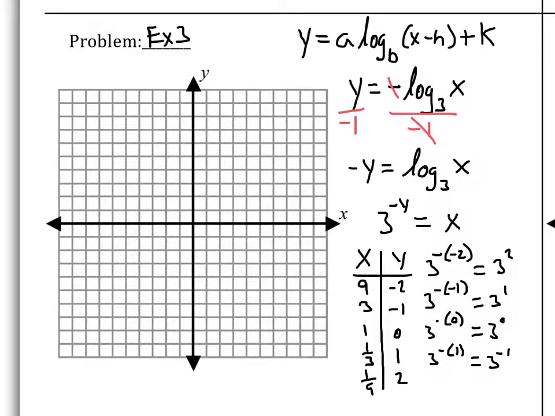Okay? And so now if I plot those points, 9 on the x, negative 2 on the y; 3 on the x, negative 1 on the y; 1, 0; 1/3, 1; and then 1/9 I really can't graph, so I'm not going to mess with it. But notice what's happening now. Now, the y-axis is still our asymptote, but the graph has flipped, just like we expected it to from what we did in the past. Right? Rather than going this way, our graph now goes this way.